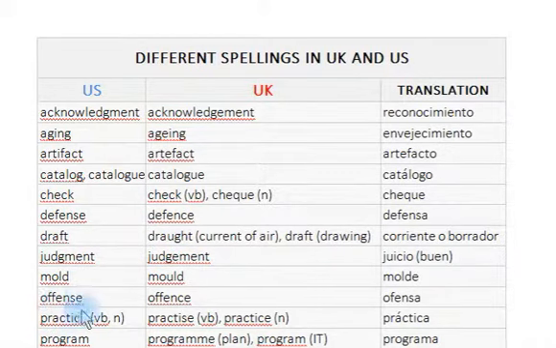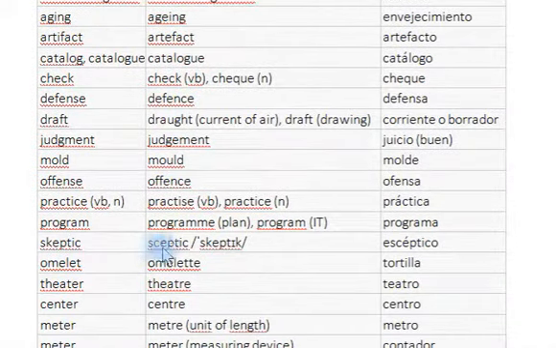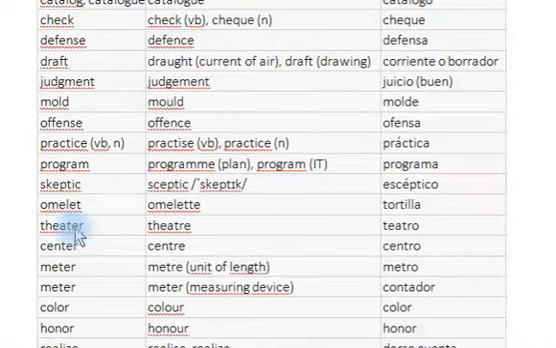Okay, offense, the C for the E, practice, program, also with a plan with double M, E, skeptic, you have the K for the C, omelette with double T and E in England, and all this group of ER, which is RE in England, theater, you see the spelling here, RE, RE, RE.